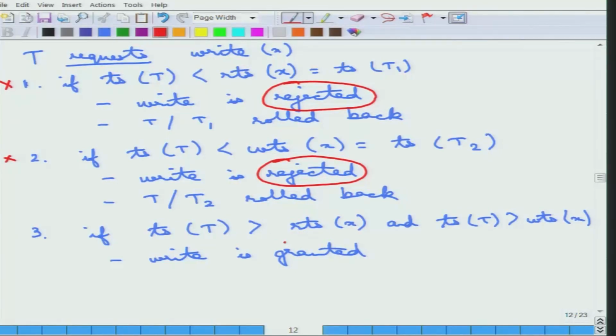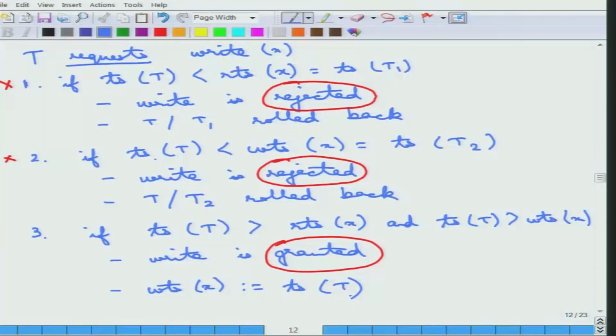and similar to the previous case, the write timestamp may now need to be updated. The write timestamp of X needs to be updated, but now you see that it just needs to be updated to the timestamp of T, because there cannot be any other write timestamp which is greater than T. So, simply this can be taken as the write timestamp of T. So these are the two important parts: what happens when T requests a read and when T requests a write. Very simply, if a transaction comes after and it is in the correct order, then it is granted, otherwise it is rejected. Okay.